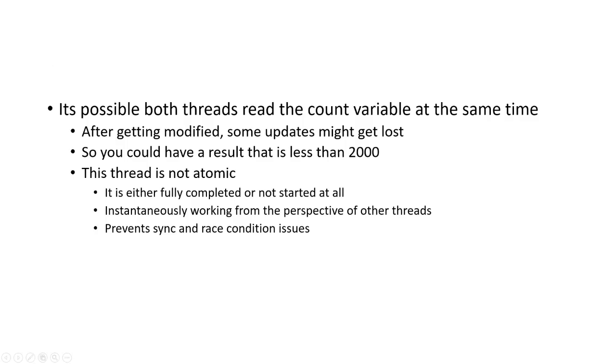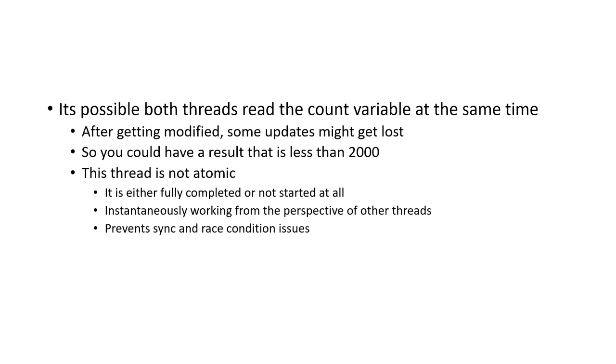And it's like I say here, so perfect summary of this. It's possible that both threads read the count variable at the same time, as I was saying in the previous slide. So after getting modified, some updates might get lost, so you could have a result that's less than 2000. Essentially, those threads are not atomic, and atomic is another key vocab word of this chapter.